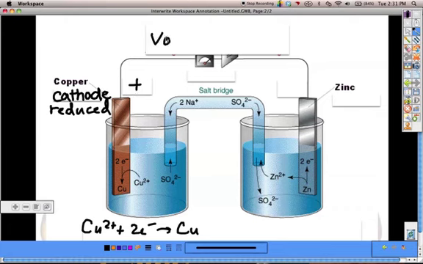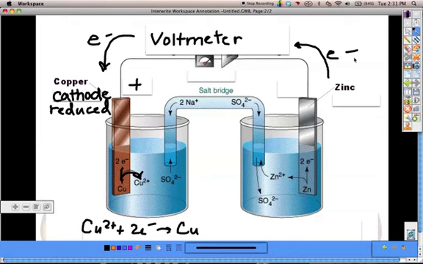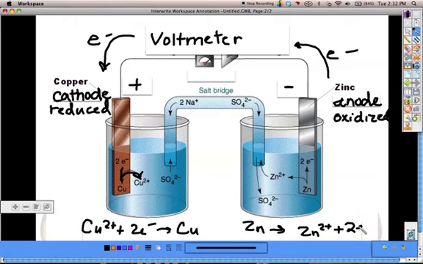Here in between is my voltmeter, measuring my current. And I have electrons going from the anode to the cathode. That's why I have these electrons that are able to pop off. So we can draw in my electrodes. The zinc then is my anode because it is oxidized. And it is my negative electrode. And I have my half reaction for this of Zn going to Zn2+ plus 2 electrons.